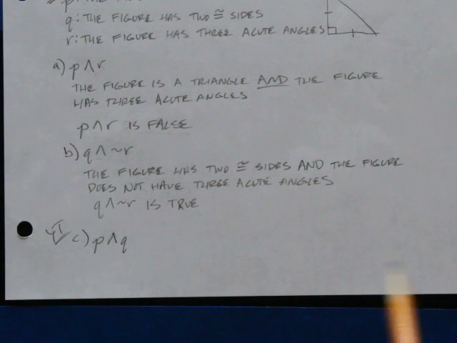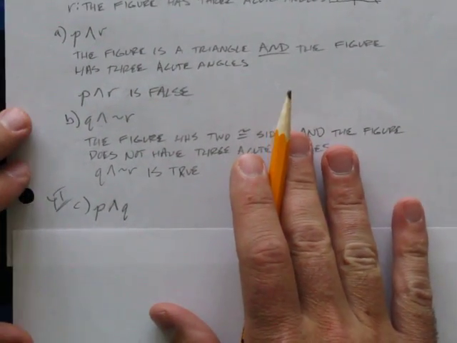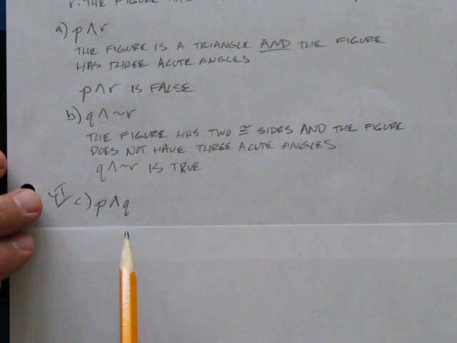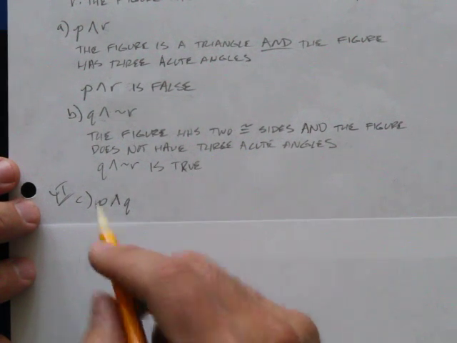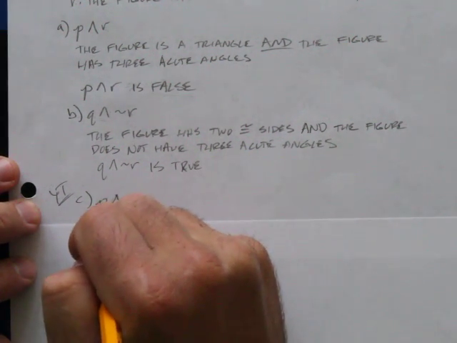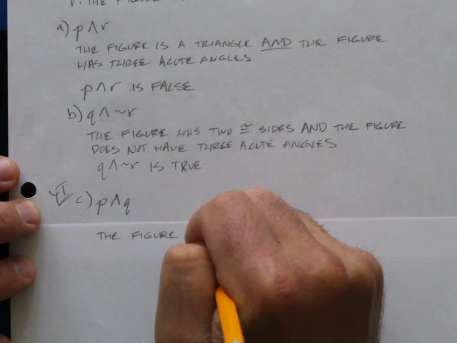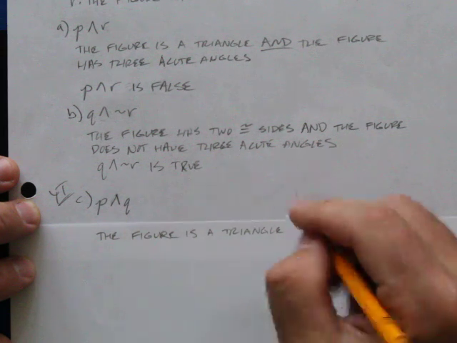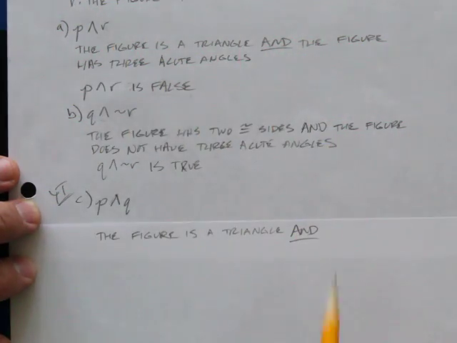Let's do this Try It together here. So P and Q. Actually, you go ahead and do this Try It, pause, and then come back and we'll do it together. All right, let's see how you did. P is, the figure is a triangle. We're true so far. The figure is a triangle. And Q, which is the figure has two congruent sides.